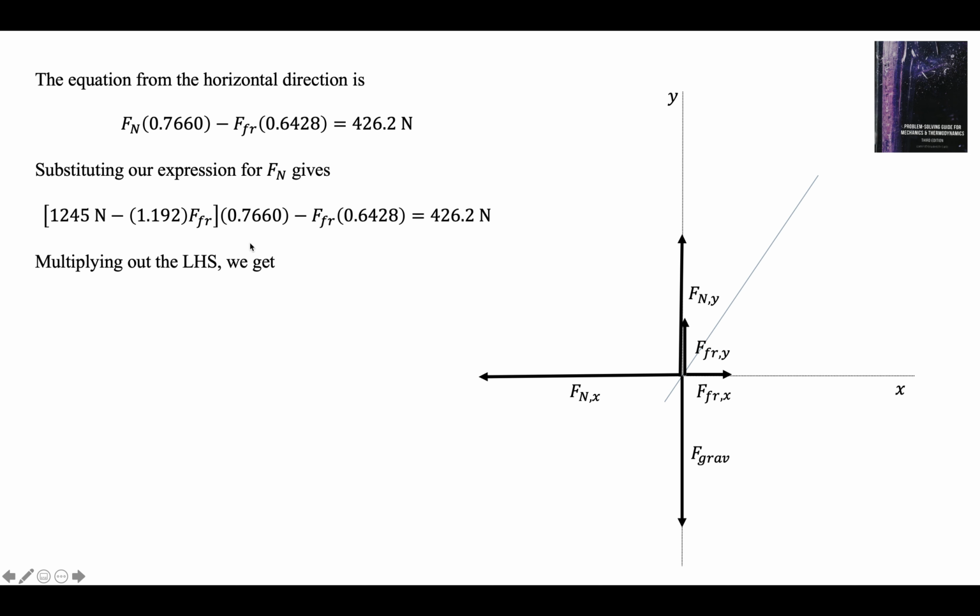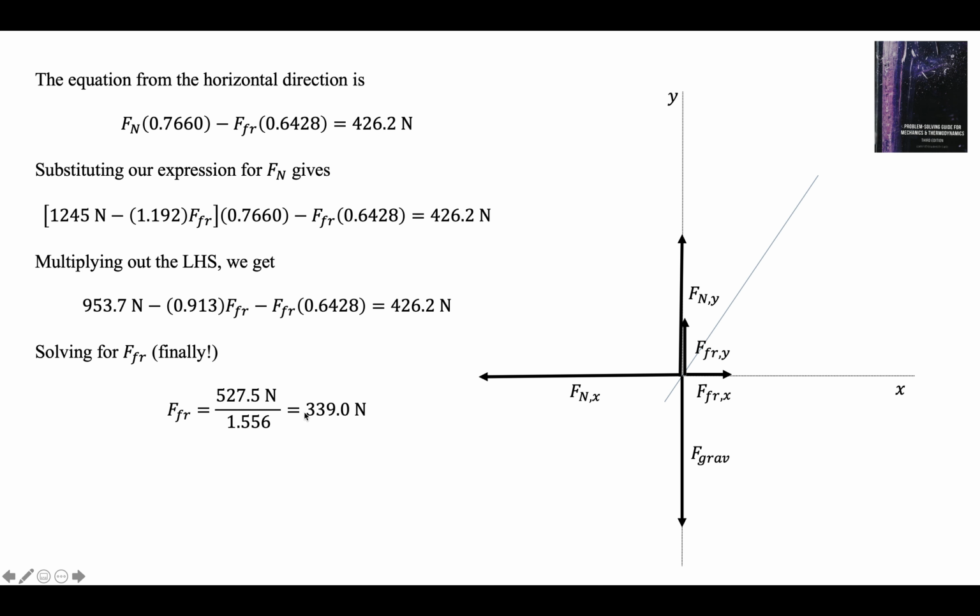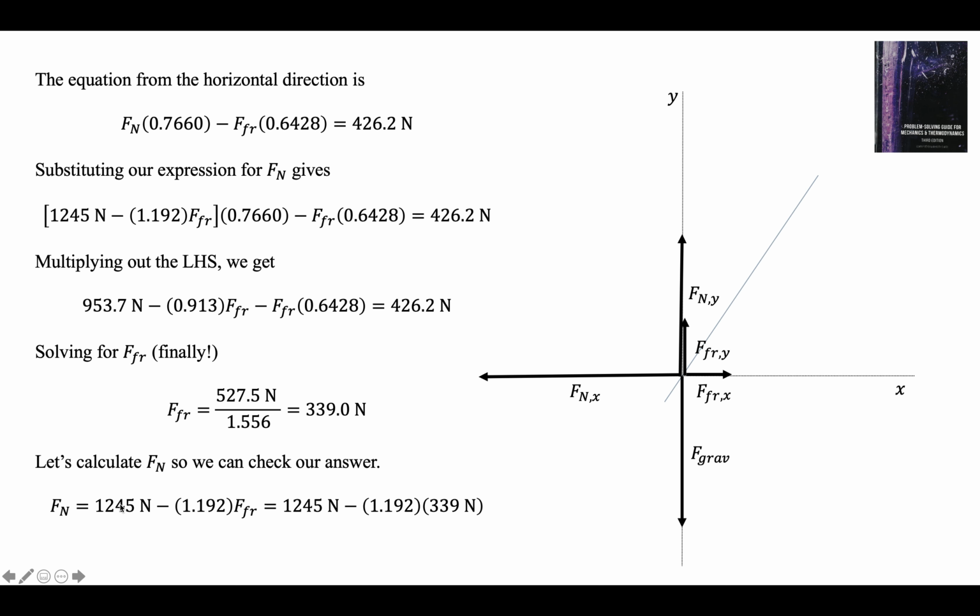So we just multiply out the left-hand side to get this. We combine the two Fr terms. And we subtract 953.7 from both sides. And we can get the frictional force, 339 newtons, which is what the question asks for. And it's up the track. Let's calculate Fn so we can check our answer. So we had an expression for Fn. We can plug in what we had for the frictional force, and we get the normal force is greater than the weight. Even though the track is banked significantly, the normal force is greater than the weight of the bike and rider.